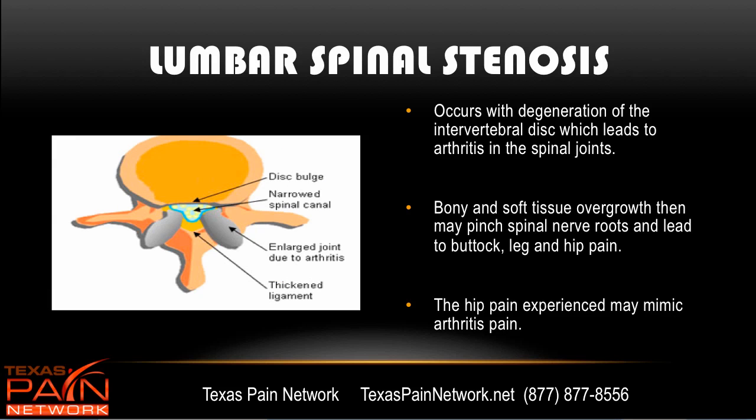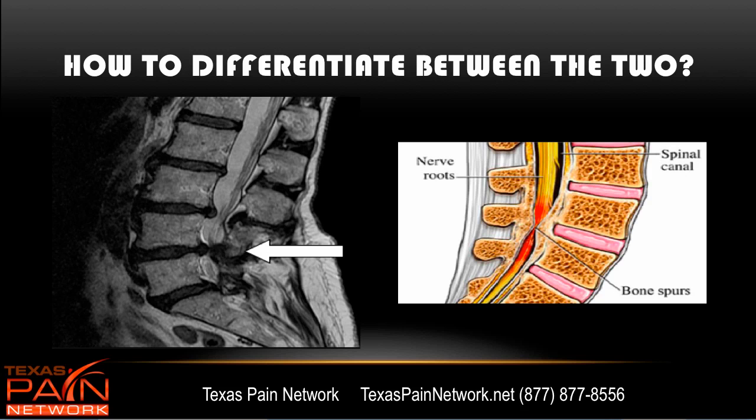So here's lumbar spinal stenosis. It occurs from degeneration of the disc, which then leads to arthritis in these joints in the back of the spine, whereas normally the spinal canal is nice and elliptical. Here, because of soft tissue and bony overgrowth due to arthritis, you start to get more of a triangle, and as nerve roots try and get out, they can get pinched. The hip pain that is experienced from lumbar spinal stenosis may mimic that of arthritis. So how does a pain management doctor tell between the two?